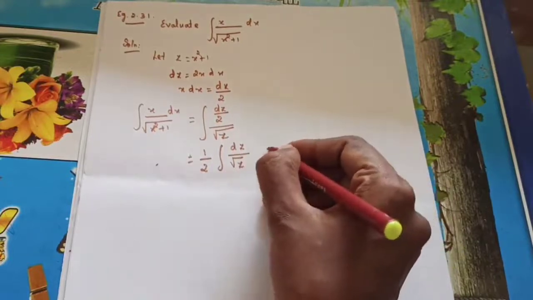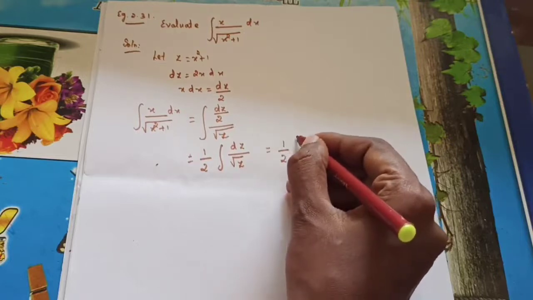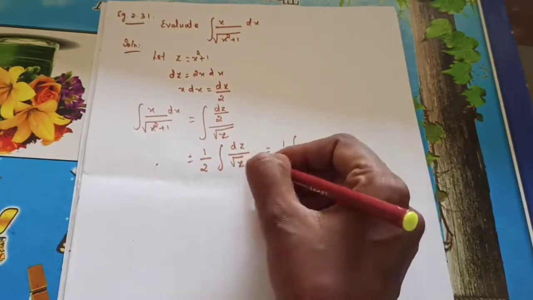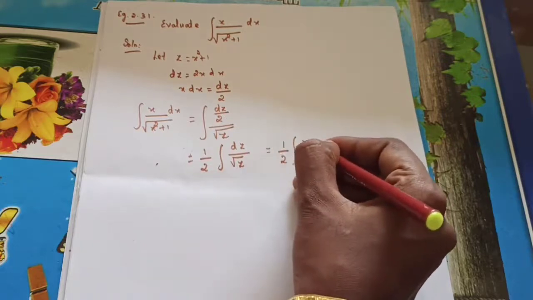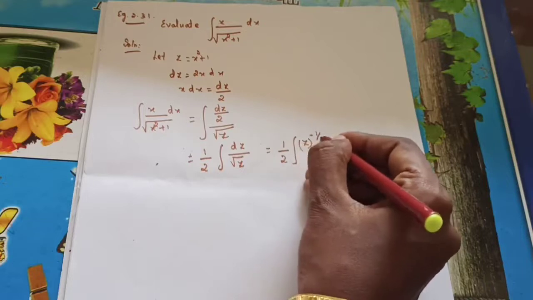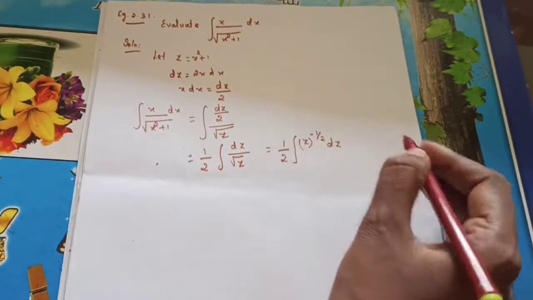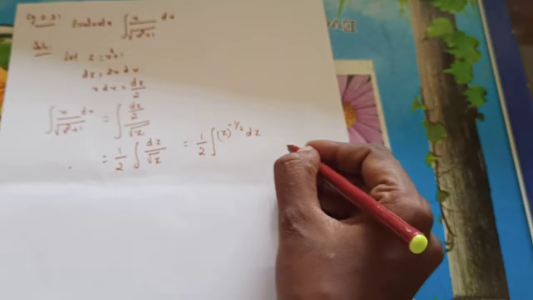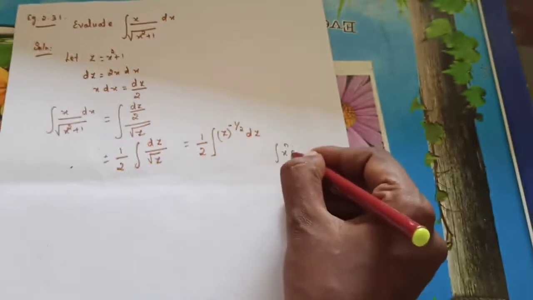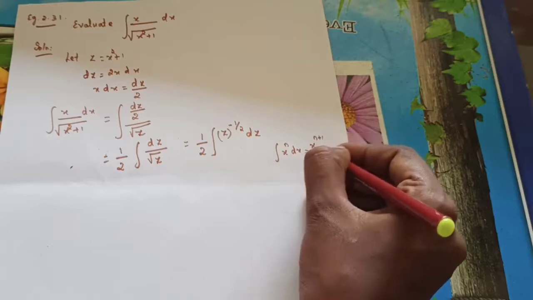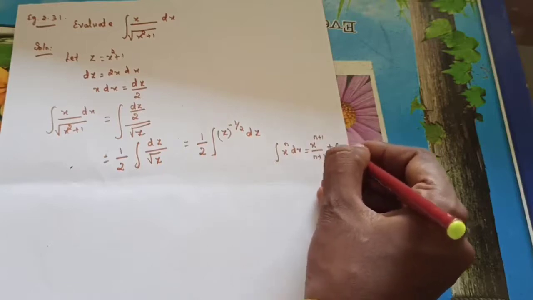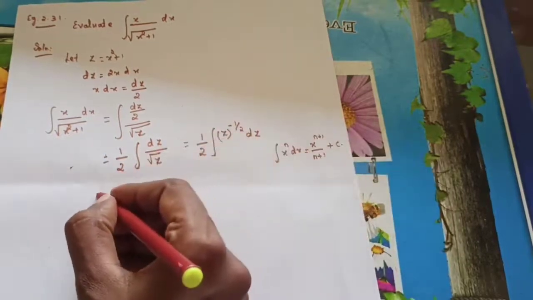So that is equal to 1 by 2 into integral of, shall I bring this square root of z to the numerator? What does it mean? z power 1 by 2. So if you bring it to the numerator, what will happen? z power minus 1 by 2 dz. Already in the first section you have learned the integral of x power n dx is equal to, what's the formula? x power n plus 1 divided by n plus 1 plus c. So you can apply that formula here.